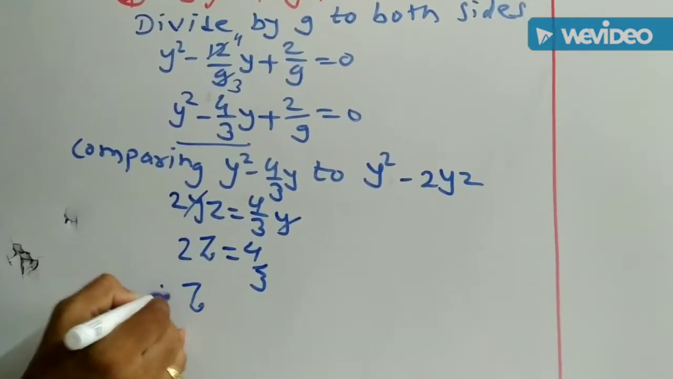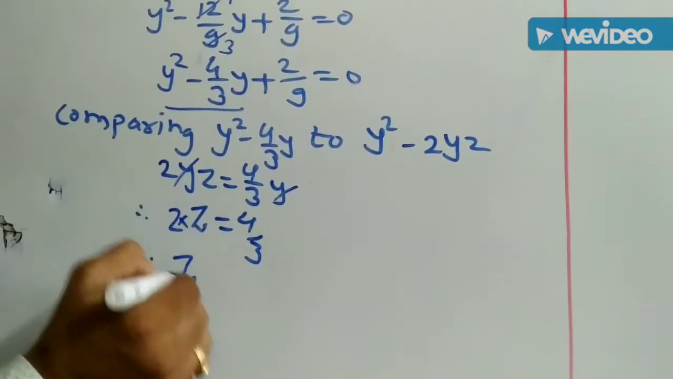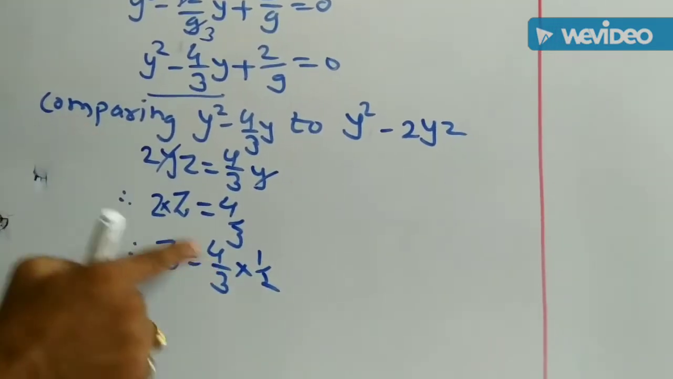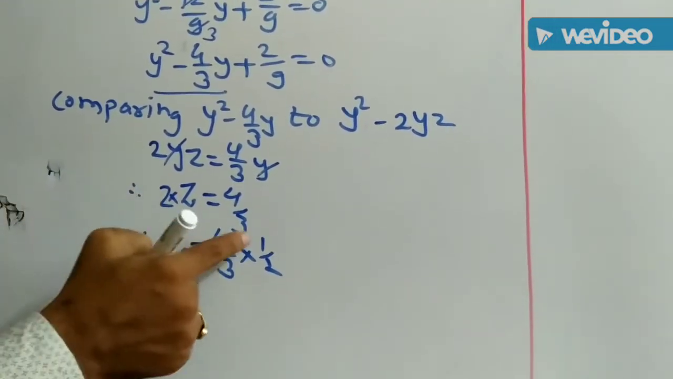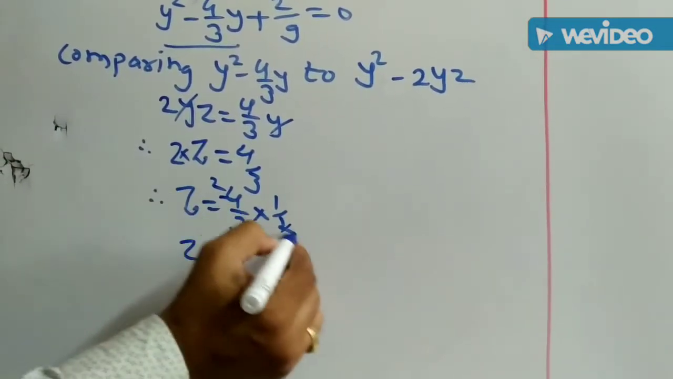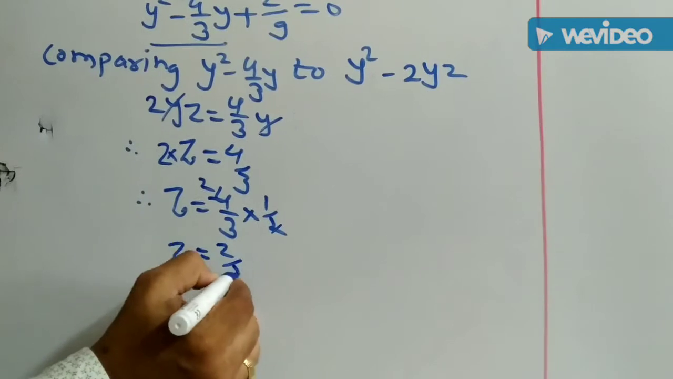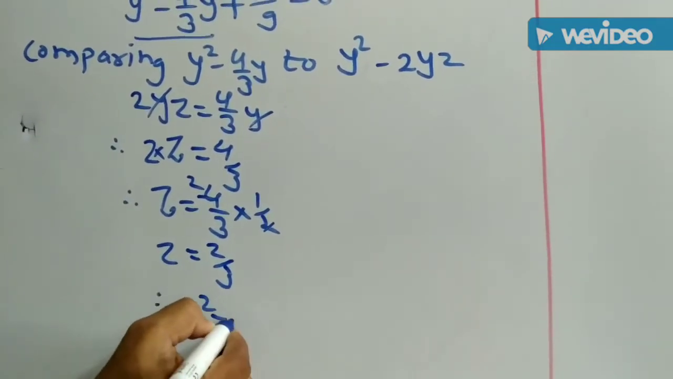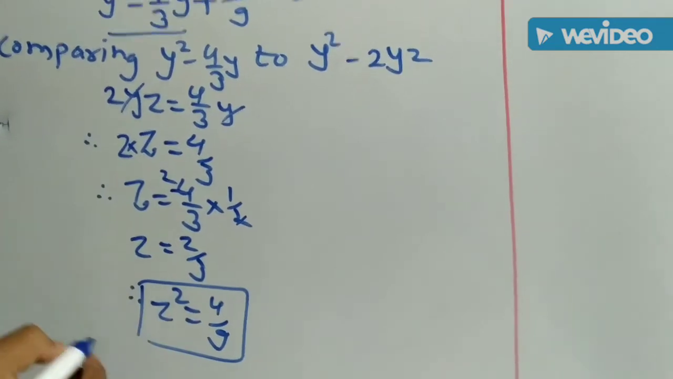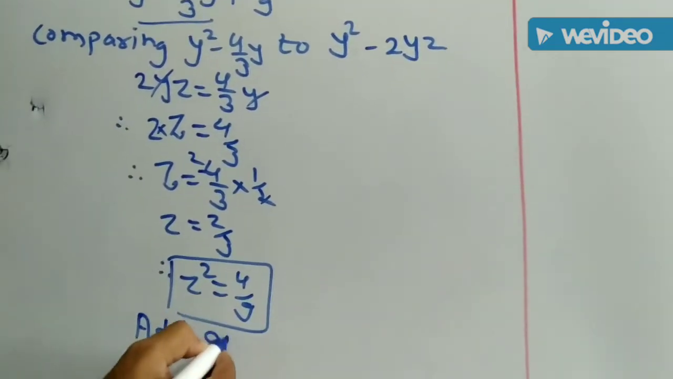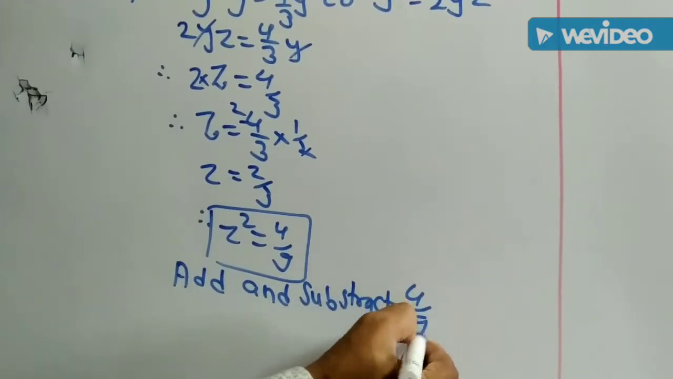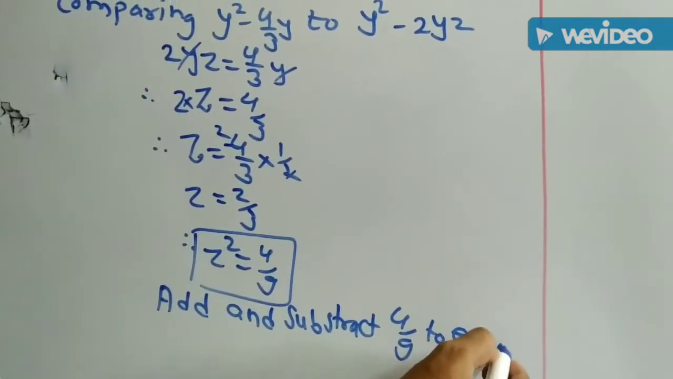To find the value of z, this 2 gets converted to division. Instead of division, take multiplication and the reciprocal. Reciprocal of 2 is 1 upon 2. Divide by 2, 4 becomes 2. z is equal to 2 upon 3, and therefore on squaring we get z square is equal to 4 upon 9. Now add and subtract 4 upon 9 to the equation.